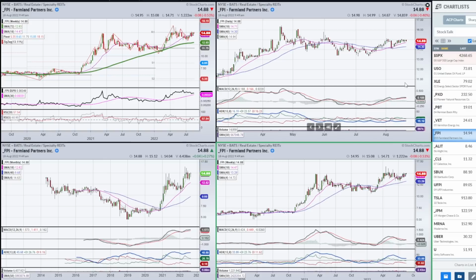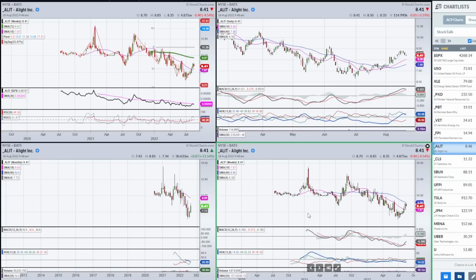We don't really have a signal there, and we have a low ADX pattern on the daily chart. So I prefer to buy a breakout when that happens. ALIT has got some resistance coming up around 910, something like that. I mean, we've got a declining 40 here.